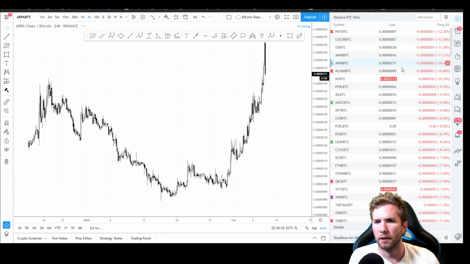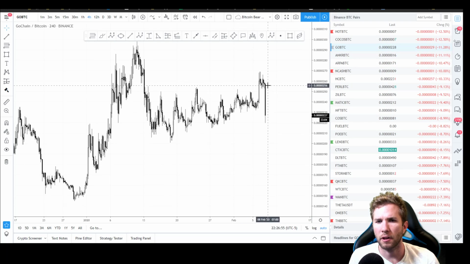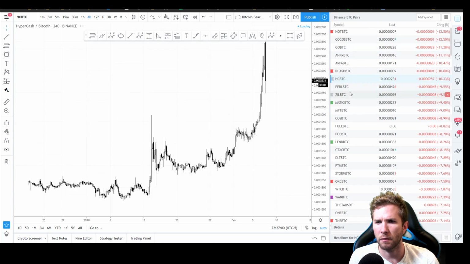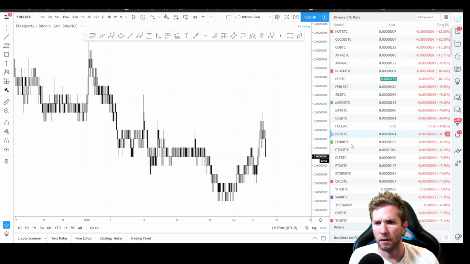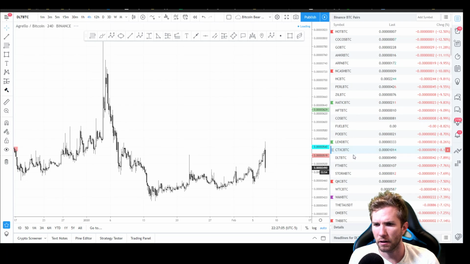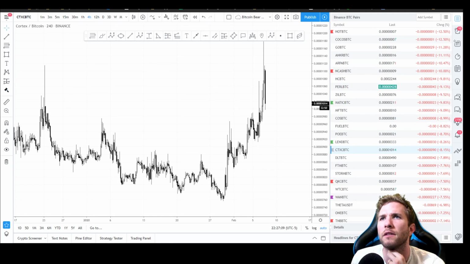Hot: BTC, ARPA, Go. I was in Go. We hit 2 targets on Go. I think we just got stopped out of that one though. Pearl, Zill, Matic, MFT. Everything else looks okay. I would just wait for this sell-off to happen.